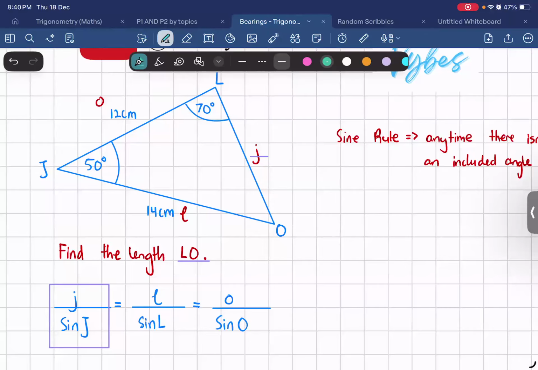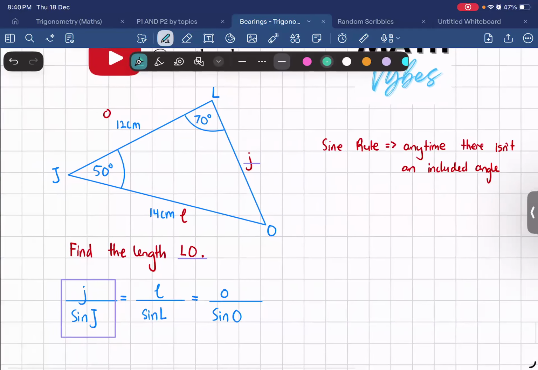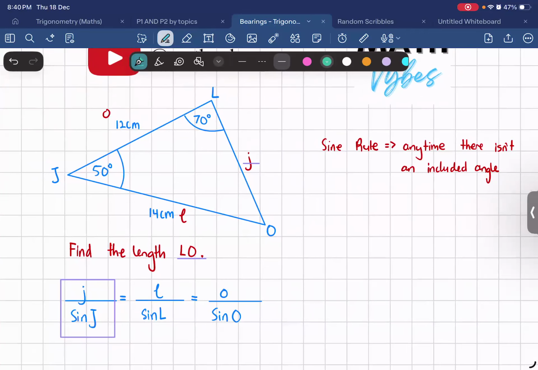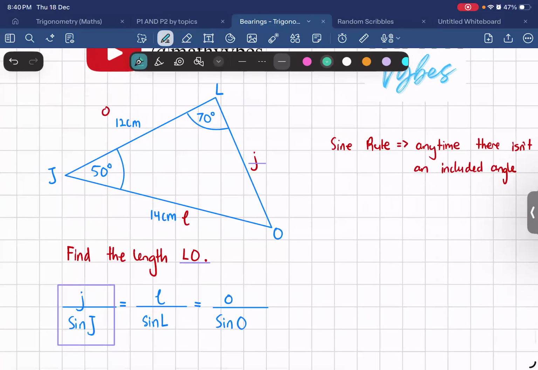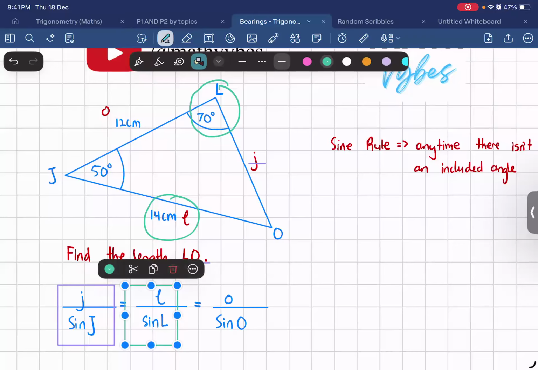So we're looking for a pair of information here. 50 and 70 and 12 and 14. No, when I say a pair of information, this is what I mean, right? So you see how we have angle L, and you see how we have length L. You see how they're corresponding? That is what I mean by a pair of information, right? But if we don't have angle O, what will be the next?